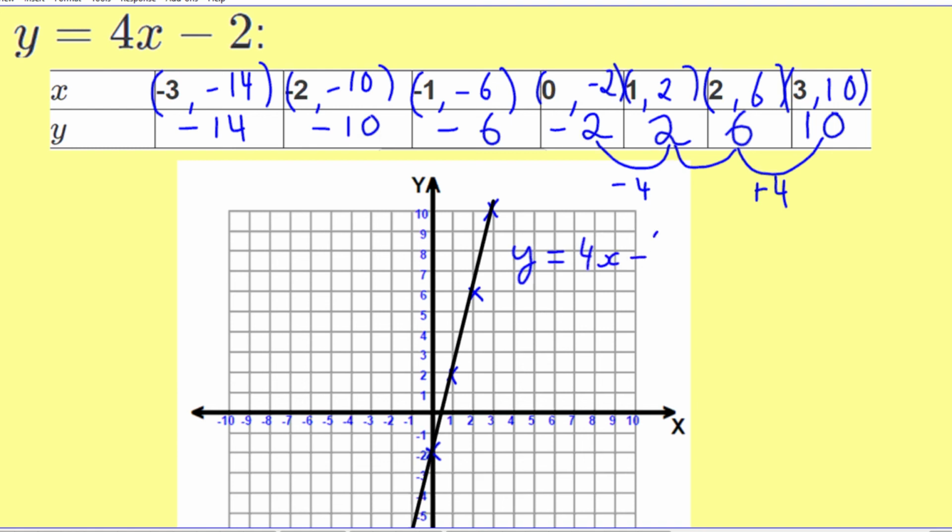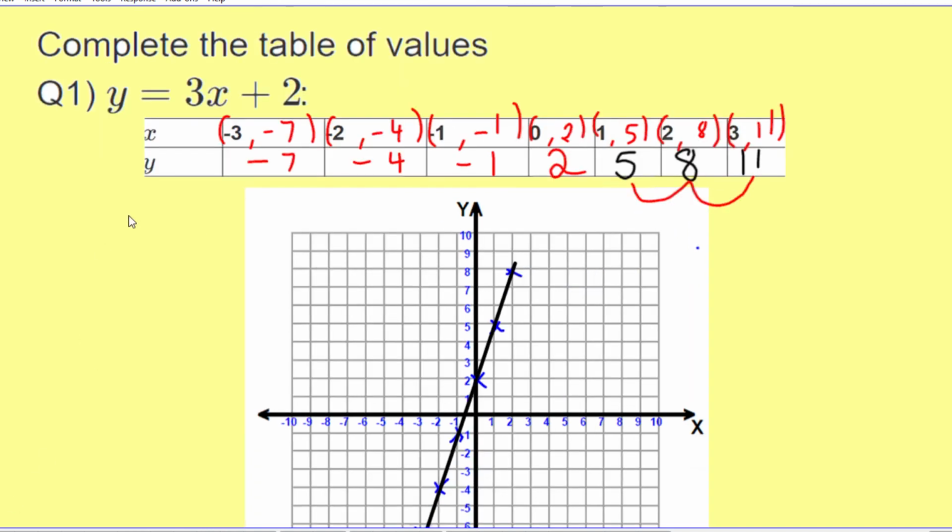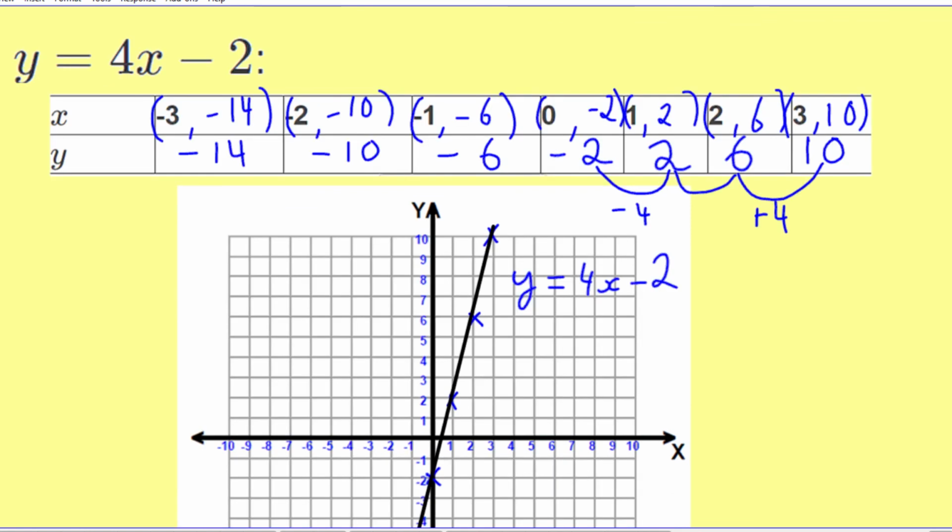minus 2. As we can see, this is 3x, so the line's not as steep. When we get to 4x, the line gets steeper. So as this number increases, the line will become more steep. That's just something to note.